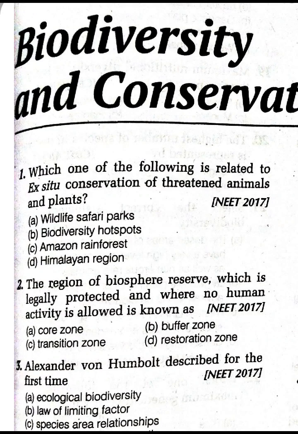Hello, so today we will discuss important questions from biodiversity and conservation. Question number 1 is, which one of the following is related to ex situ conservation of threatened animals and plants? So first of all, what is ex situ conservation?